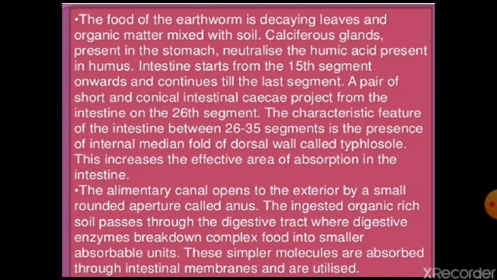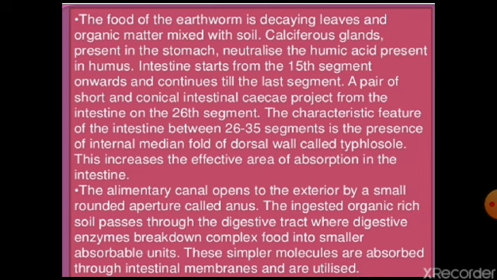As you all know, the earthworm feeds upon dead and decaying leaves and organic matter mixed within the soil. The soil has humic acid present in it which makes it somewhat acidic. So, in order to neutralize the acidic content of the soil, the calciferous glands present in the stomach neutralize the humic acid present in humus. Intestine starts from segment number 15 onwards and continues till the last segment.